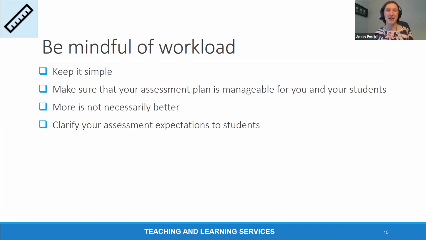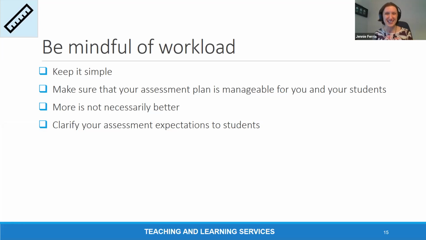So thinking about how, for instance, with technologies, how we can use technologies that students and ourselves are fairly familiar with, and keeping the number of technologies fairly reasonable for a semester, again, recognizing that students will be taking multiple classes and you yourselves may very well be teaching multiple classes in a given semester. Making sure that your assessment plan is manageable for you and your students.